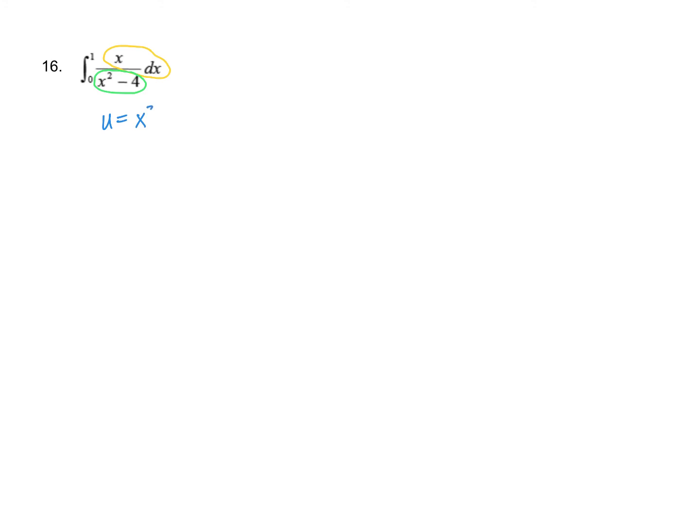U equal to x squared minus 4. I take the derivative, which gives me 2x dx. Perfect. There's my x dx right here. Let me move the 2 over. So you have 1/2 du equals x dx. So this part is going to be replaced by 1/2 du.